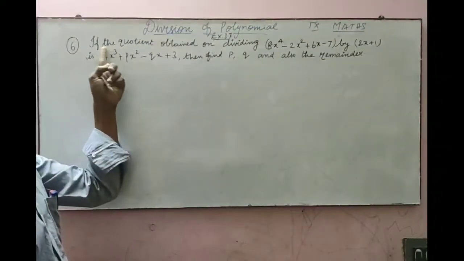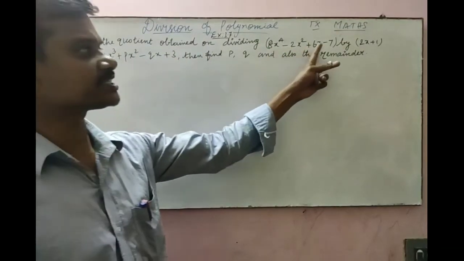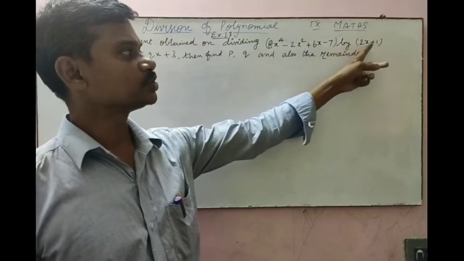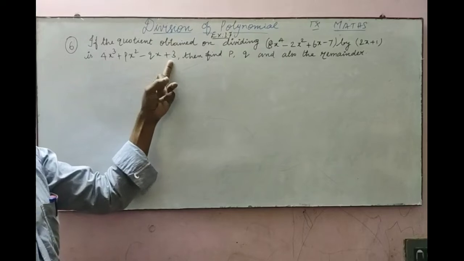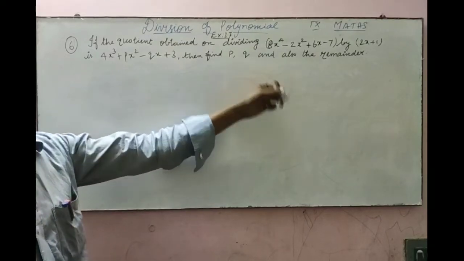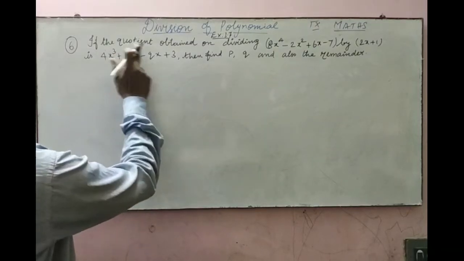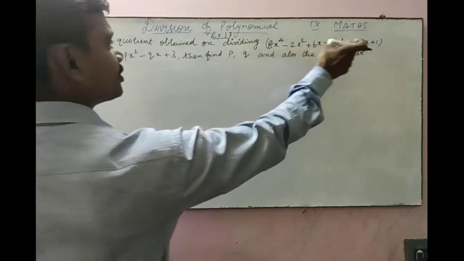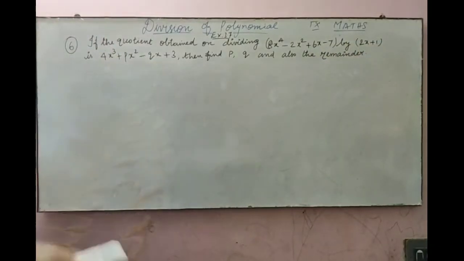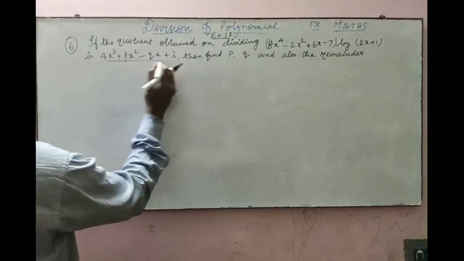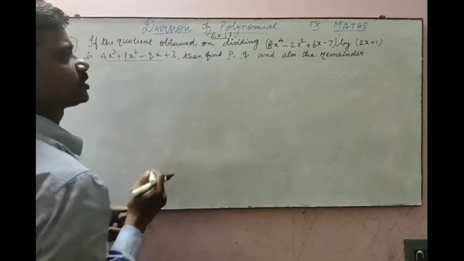Sixth sum. If the quotient obtained on dividing 8x power 4 minus 2x square plus 6x minus 7 by 2x plus 1 is 4x cube plus px square minus qx plus 3, then find p, q and also the remainder. Listen to the question carefully. The quotient obtained on dividing this polynomial by 2x plus 1 is this. So this is the quotient of dividing this and this. The answer is given. So we have to find p and q.